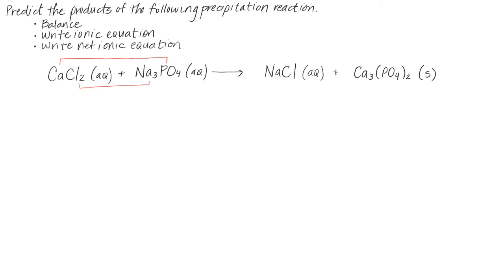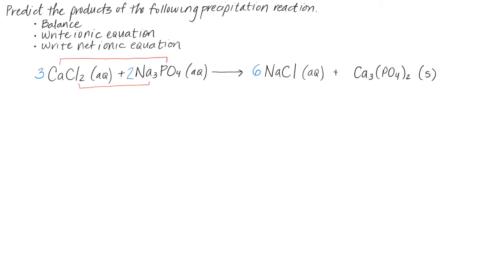Now we have to balance our chemical equation, so let's start with the calcium. We have 1 on the left side and 3 on the right. So I'm going to put a 3 in front of the calcium chloride. That gives us 6 chlorine. And so I'm going to put a 6 on the right side in front of the NaCl. We will then need a 2 in front of the sodium phosphate to balance out that sodium. And that balances our phosphate because we have 2 now on the left and we have 2 on the right.